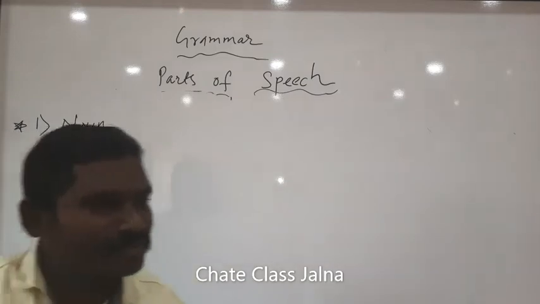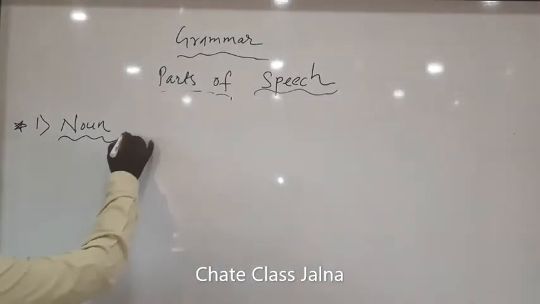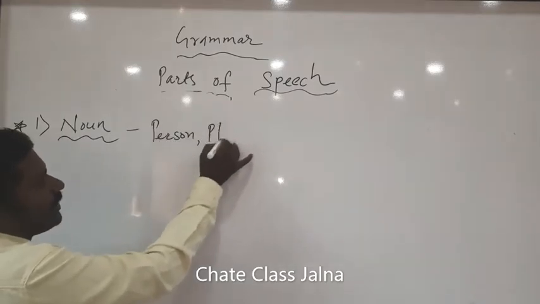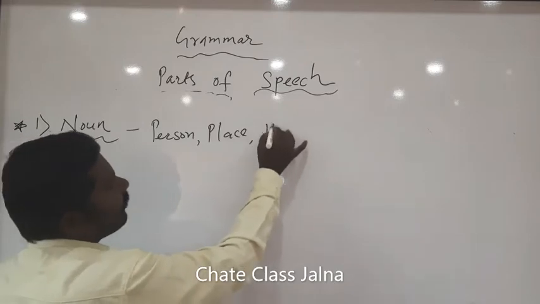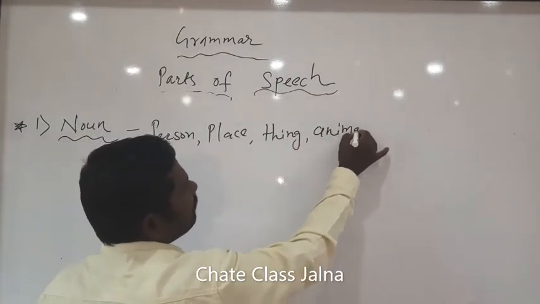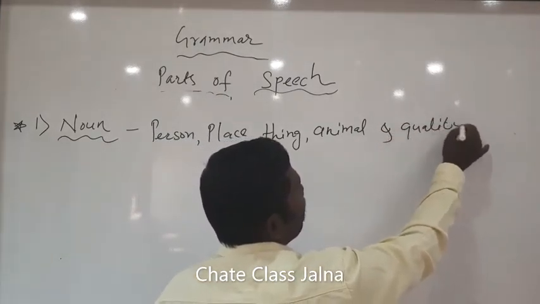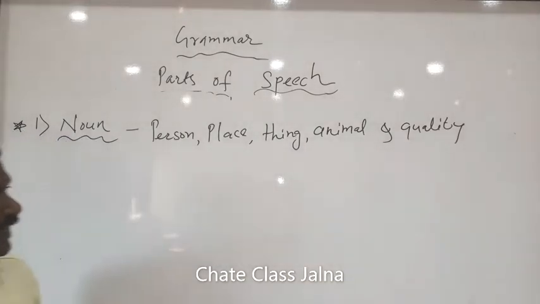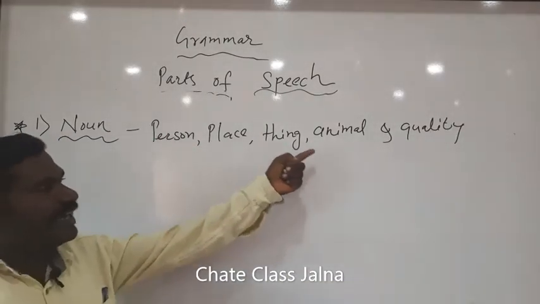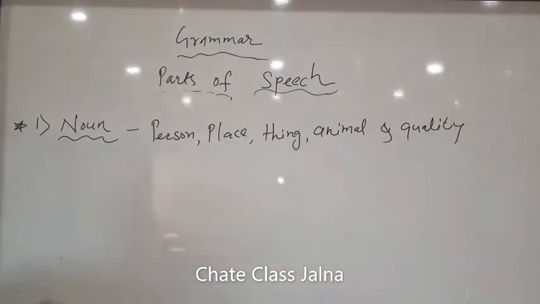Then what is the noun? Noun is a name of person, place, thing, animal, and any quality. Generally, it is the name of person, place, thing, animal, or quality. So it is the noun.